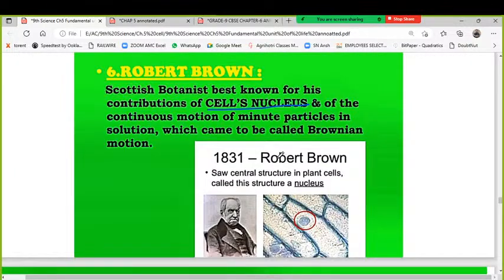Then we have Robert Brown, another scientist who explained about the nucleus. He is a Scottish botanist, best known for his contribution of the cell's nucleus and of the continuous motion of minute particles in solution, which came to be called Brownian motion. He has explained Brownian motion. You must have heard earlier about zigzag random motion. Robert Brown saw a central structure in plant cells and called this structure the nucleus.